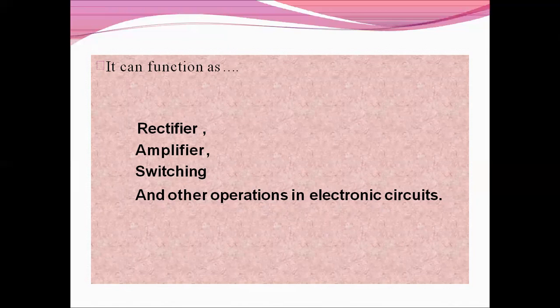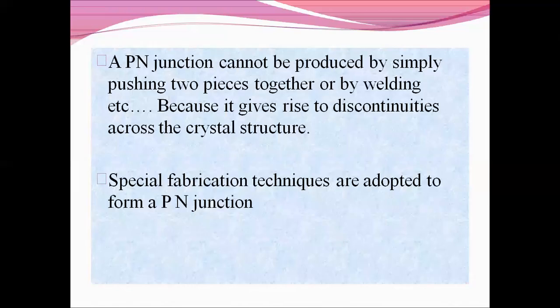I think you all know a rectifier, which converts AC into DC voltage, and an amplifier, which amplifies a weak signal. A switching device means it will be in two states, either on or off, and we can also use the PN junction diode for other operations in electronic circuits. A PN junction cannot be produced by simply pushing two pieces together or by welding, because it gives rise to discontinuity across the crystal structure. Special fabrication techniques are adopted to form a PN junction.